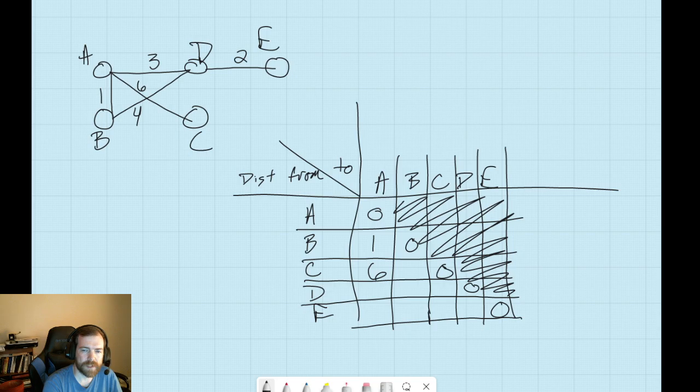To get from C to B, or likewise from B to C, we have to make 2 moves. So here we have to go from C to A, and then to B. So this is going to be a 6 plus a 1 is going to get a 7.